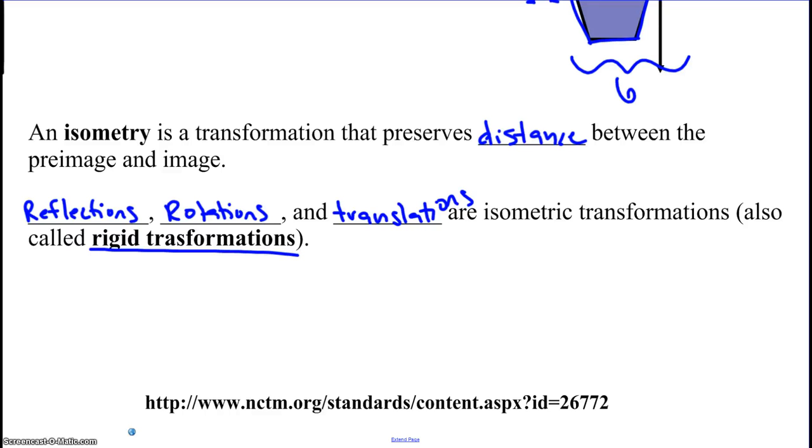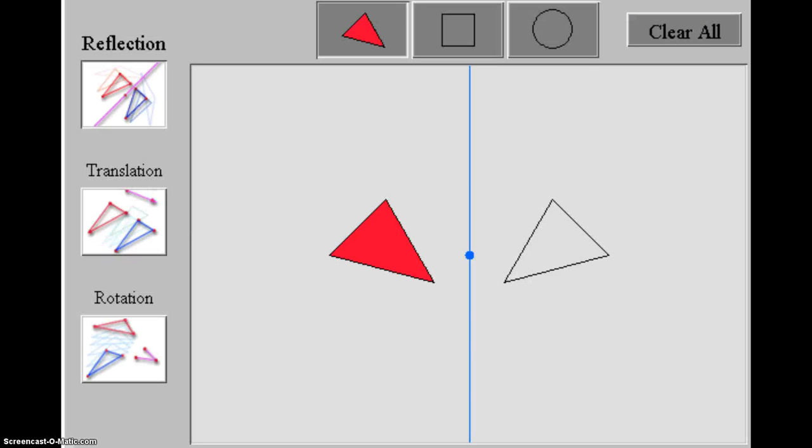So I want to show you this website that I have listed down here, and you're more than welcome to visit it on your own. On this website, there's an applet, and you can play around with what a reflection, a translation, and a rotation are. I'm going to start with a reflection, and you can change the kind of shape. If I take this triangle, you can see that this red triangle is the pre-image, and it got reflected over to where this image is over here.